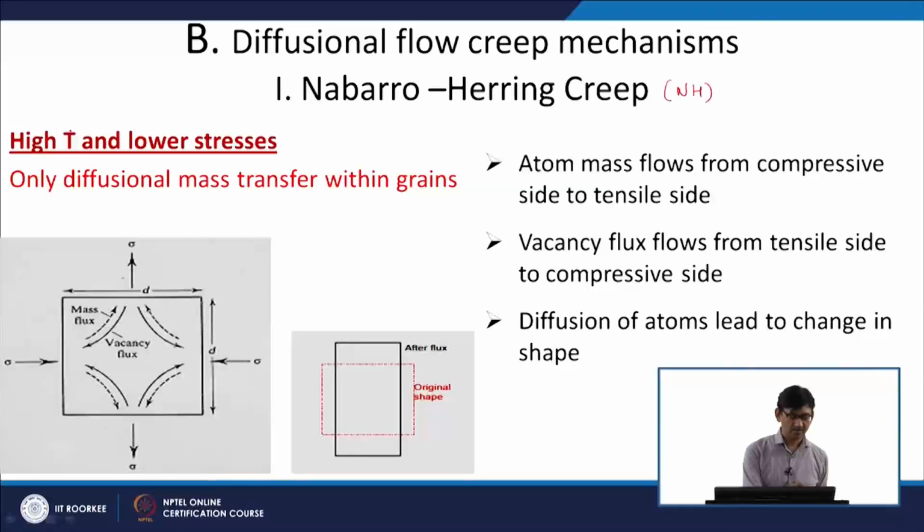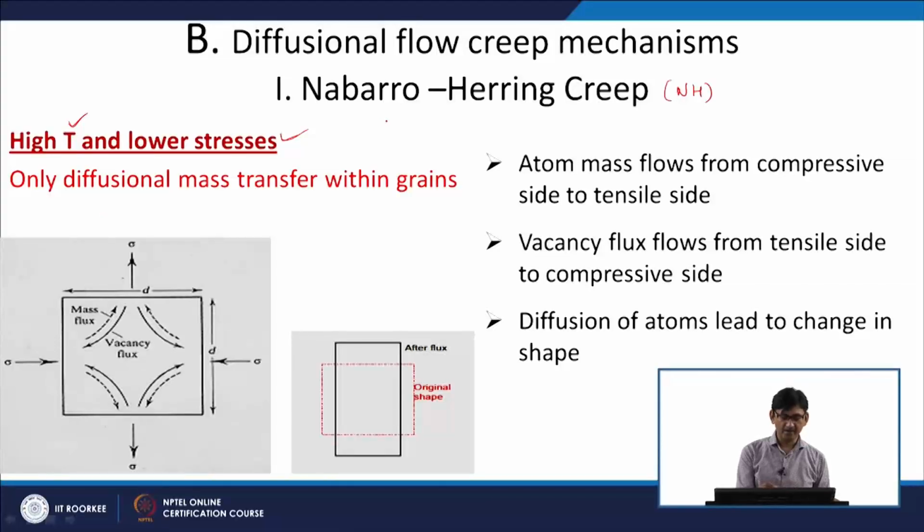So, this is going to be applicable at high temperature and lower stress. Lower stress means I am not applying enough stress for dislocations to move. For movement of dislocations I need certain shear stresses. So, if I am keeping the stresses low, I am not initiating the dislocation movement, and I will be relying more on diffusion processes. So, in Nabarro-Herring creep, the diffusion is only through within the grains.